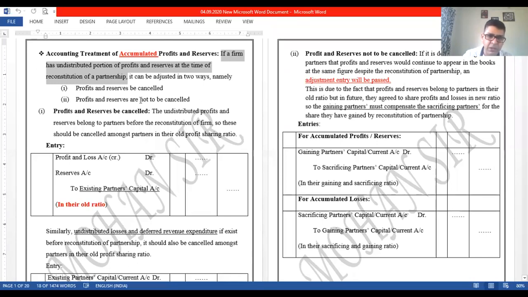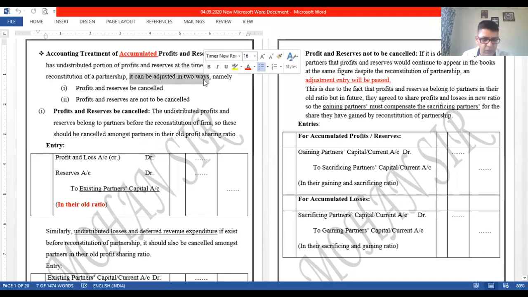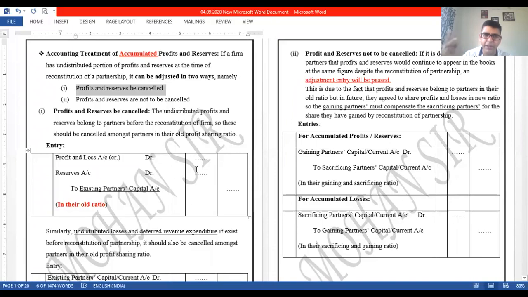That can be adjusted in two ways. Now, what are those two ways? The two ways that we are going to learn over here are restricted to this chapter only. After this chapter, by default, we are going to distribute it amongst the old partners in their old ratio. Got it? Now, what are the two ways over here? One, the profits and reserves be cancelled. This is what we are going to follow in chapters like admission, retirement, death, even dissolution. Got it? Profits and reserves are by default to be cancelled, if there is no other information.